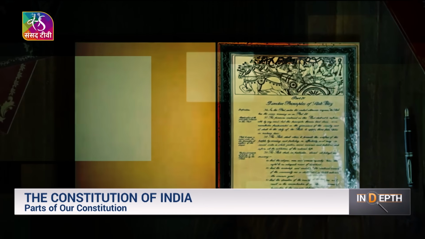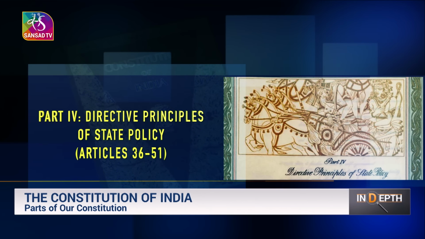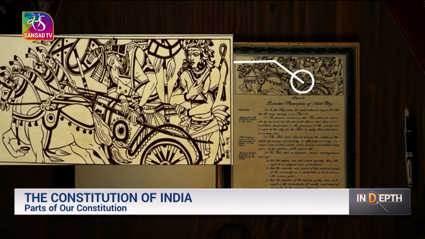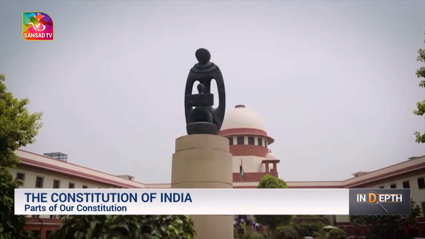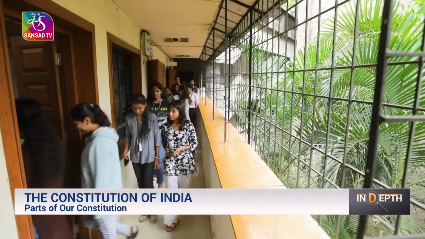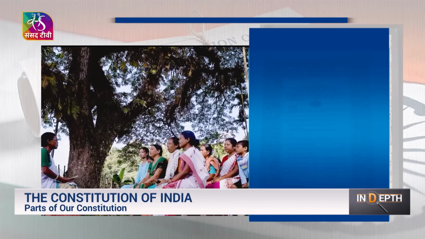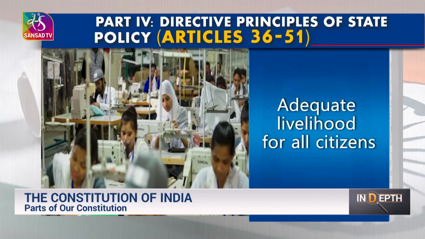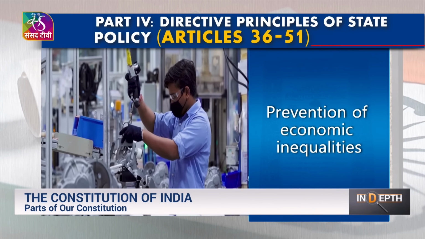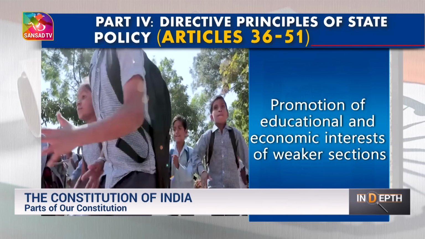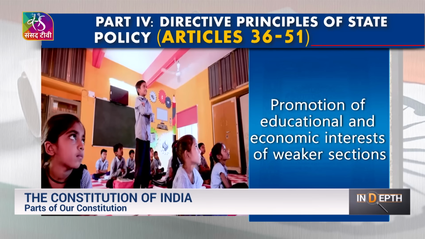Part 4. Directive Principles of State Policy. Articles 36 to 51. These principles guide the state in the creation of laws, policies, and legislation. While they are not enforceable by the courts, they serve as a guide for the government to establish social and economic justice. These principles call for the state to work towards securing adequate livelihood for all citizens, equal pay for equal work, prevention of economic inequalities, promotion of educational and economic interests of weaker sections, including the scheduled castes, scheduled tribes, and backward classes.